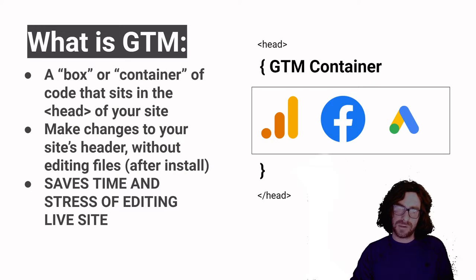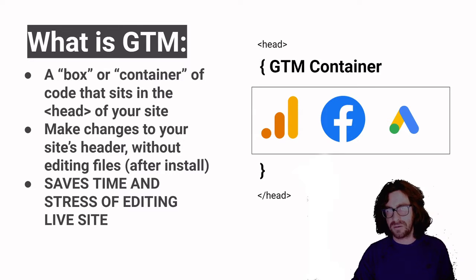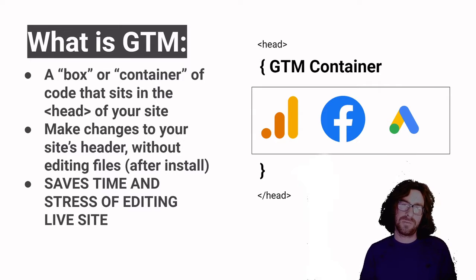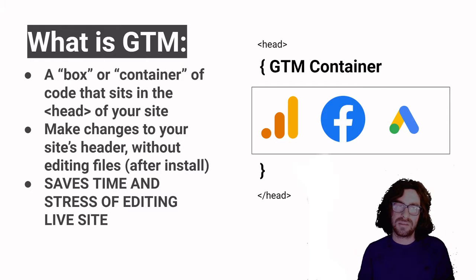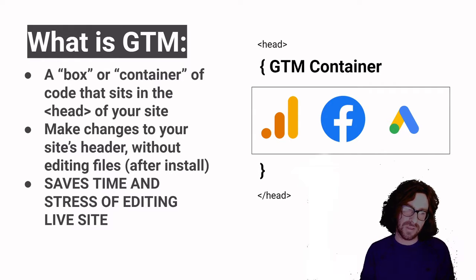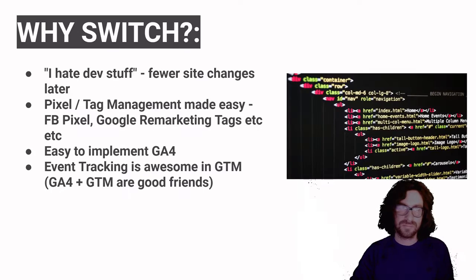What is Google Tag Manager? This site's going to talk about Google Analytics, Google Data Studio, and Google Tag Manager a lot, so it's important for me to define it. Basically, Google Tag Manager is a box or a container of code that sits on your site, and every time you make changes to some of the tracking codes inside your site, you don't have to edit the site's header live, but rather you'll edit the container within Google Tag Manager, right? It saves the time and stress of editing a live site.